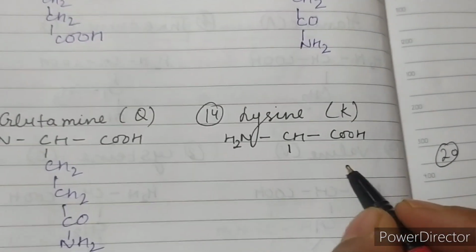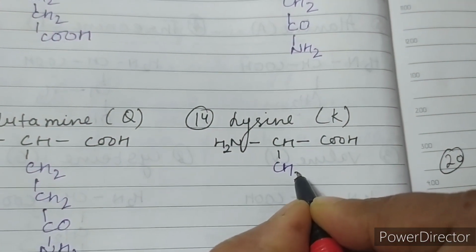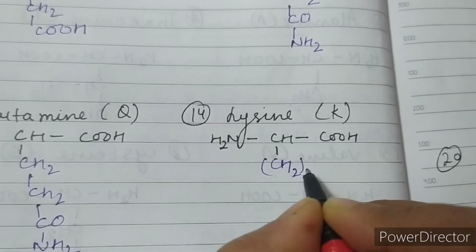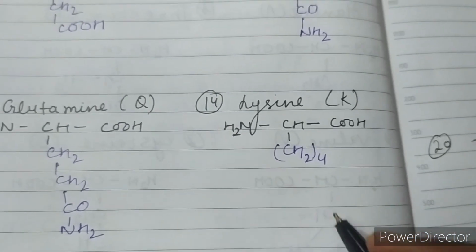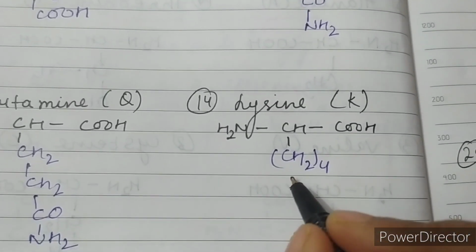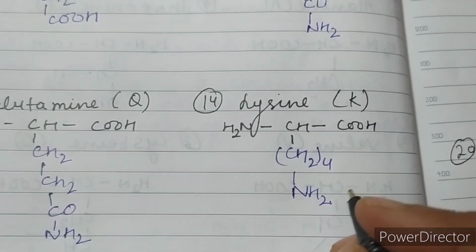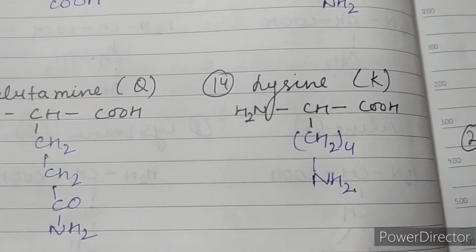Next we come to lysine. In lysine we will introduce here 4 CH2s, that is (CH2)4. You can write CH2 one by one 4 times in lysine, and then we will introduce one amino group here, that is NH2. That is lysine, represented by letter K.